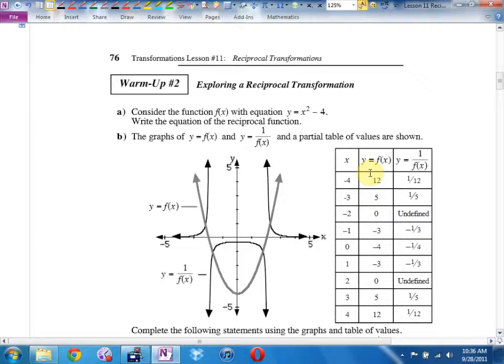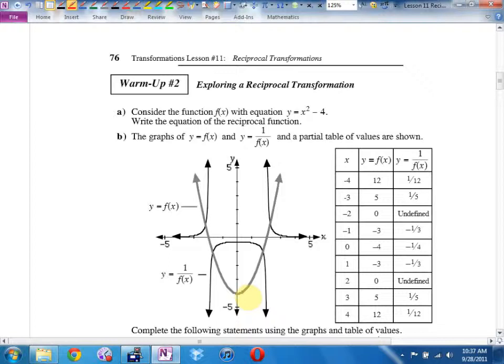Page 76, warm-up number 2. What they've done is the big thick graph is a parabola. In fact, it's this equation right here. It's a parabola moved 4 down. Right. And then they've done the reciprocal of it. They didn't need to give me the reciprocal, that thin graph. I'll show you, I could have got it myself.